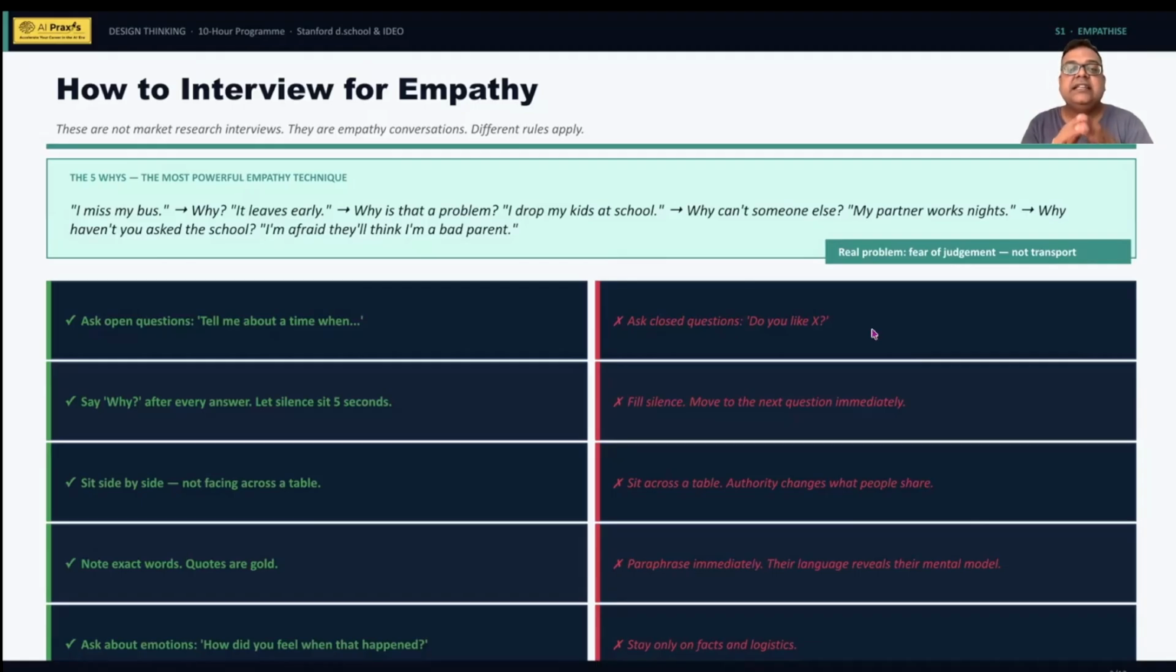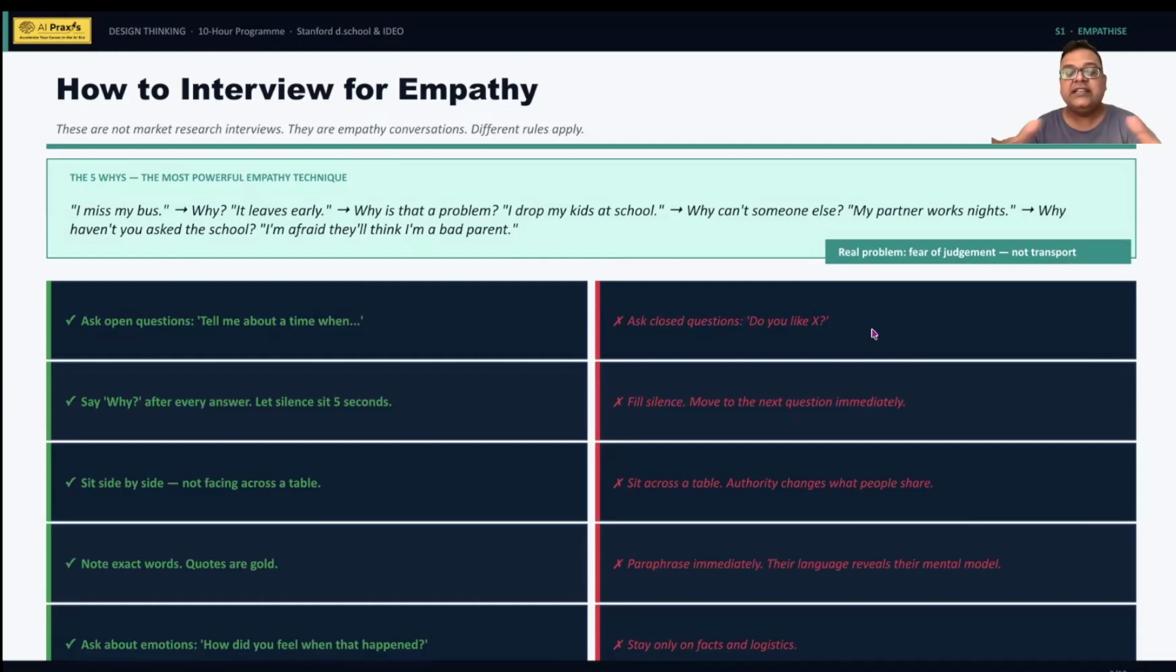Rule number three is let silence work. This is one of the hardest skills for beginners. After asking a question, don't rush to fill the silence. Wait. People often need a few seconds to, in fact, think. Many of the most meaningful answers come after the silence. And rule number four is sit beside the person. Whenever possible, sit beside your participant instead of directly across a table. Why? Because sitting across a table can feel like an interview or an interrogation. Sitting side by side feels more like a conversation. People usually become more relaxed and open.